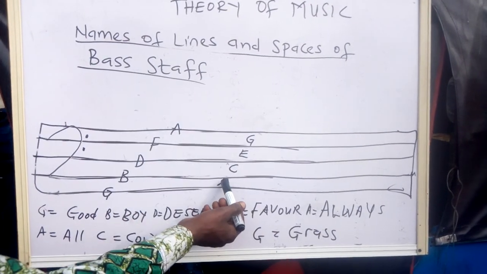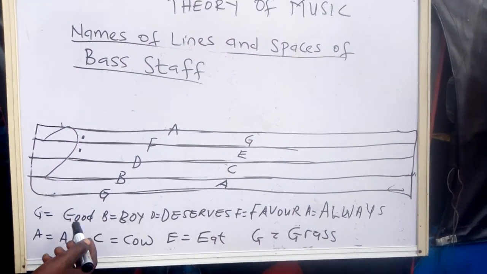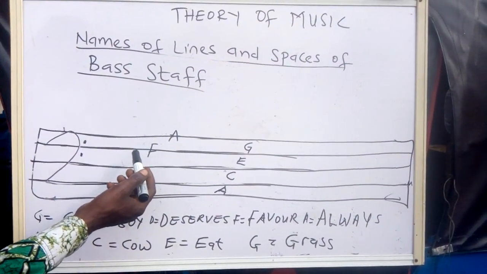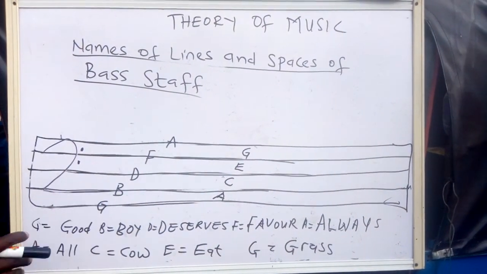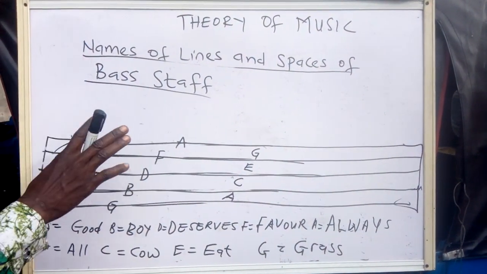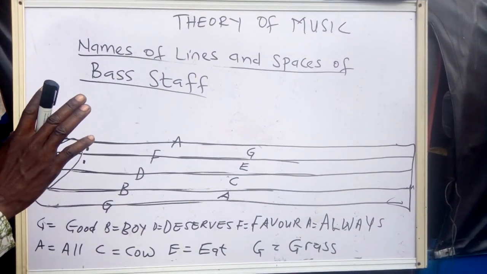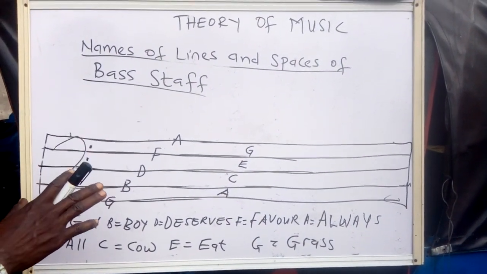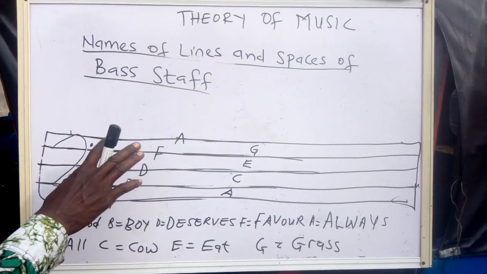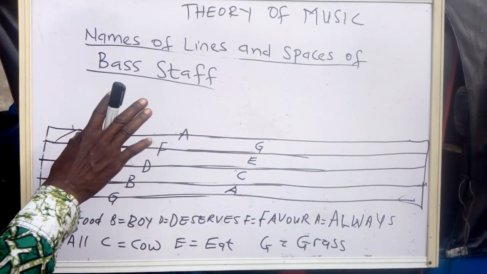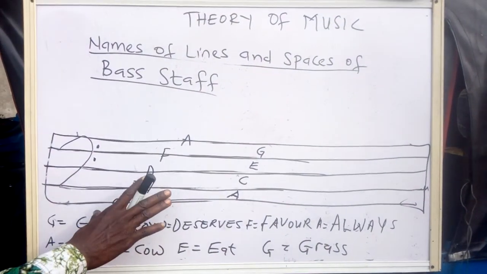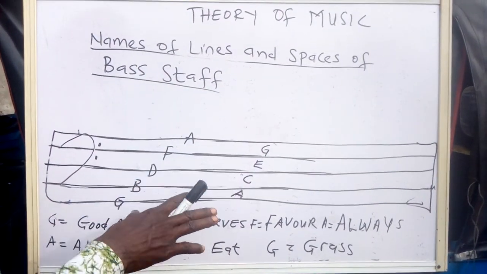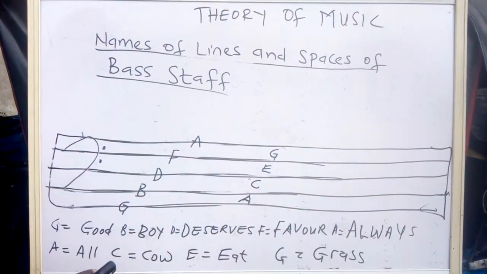That all cow eat grass, you have A here, C, E, G. Then for the lines, we have G, B, D, F, A. Please study the names of lines and spaces of the two staffs. Study them very well because they are very, very important, and that is our major purpose of taking this lesson. So you must know the position of these particular letters of the alphabet.